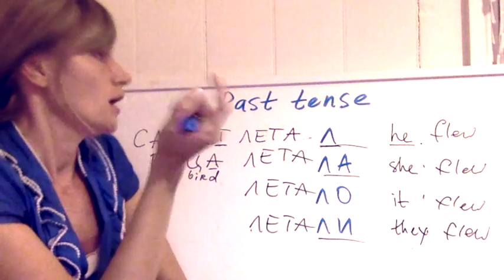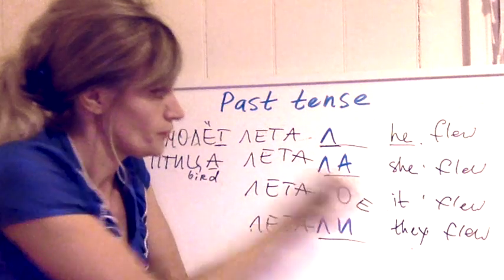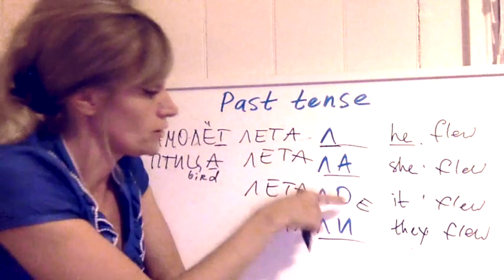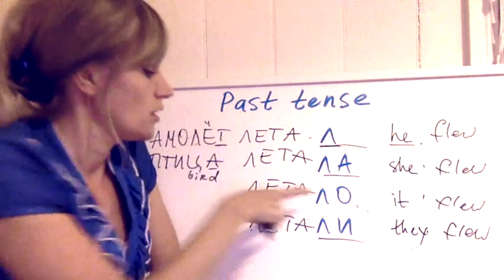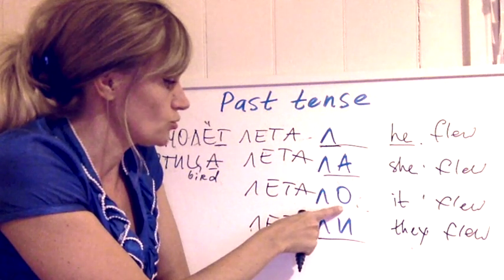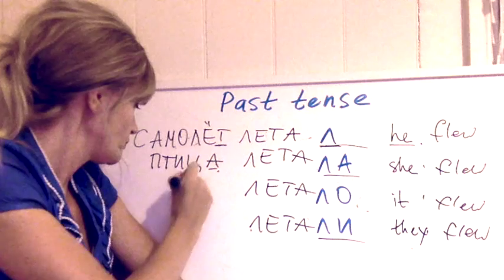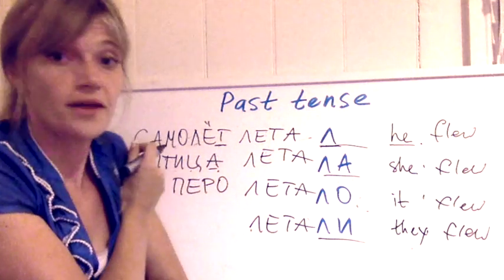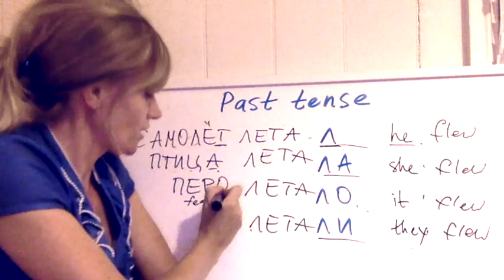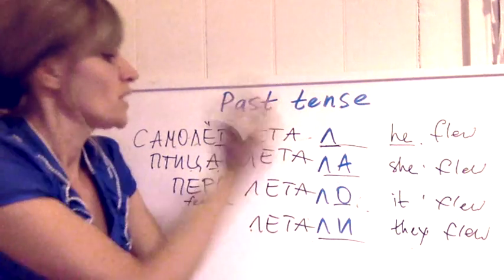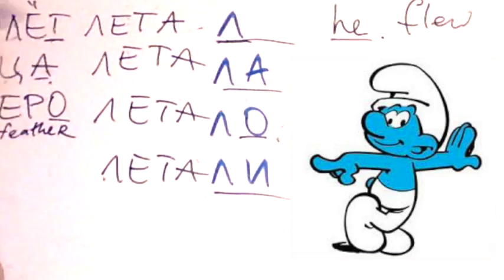The same with something neutral gender. Something that ends on o or ye. What can fly that ends on o or ye? What can fly in neutral gender? Any word that ends on o or ye. Перо. Good. Перо. Feather. Перо летало. Or here. In English, it's it, and in Russian, it's it. Alright, this is good. And something plural.